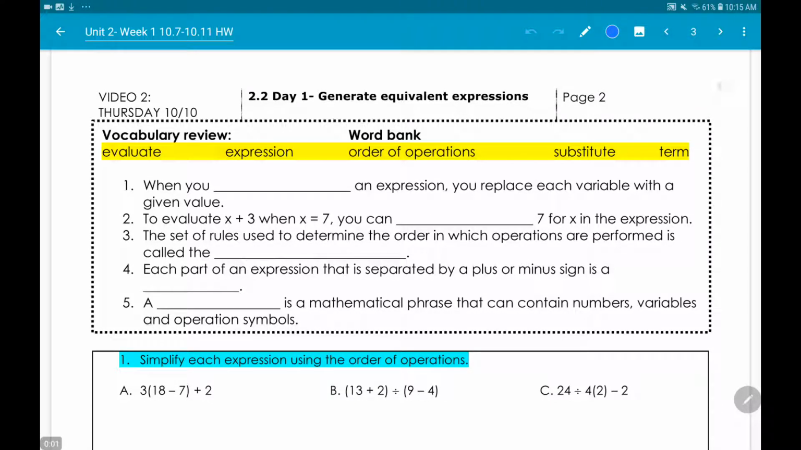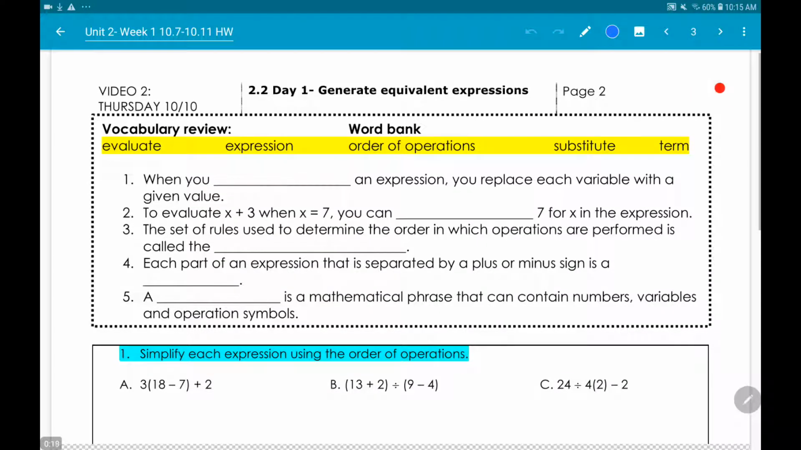All right, guys, this is a preview for Thursday, and we're going to go over these vocabulary words in class, but you've probably heard them before. So I want to quickly see if we can guess which one goes in which space. When you blank an expression, you replace each variable with a given value. That is when you evaluate.